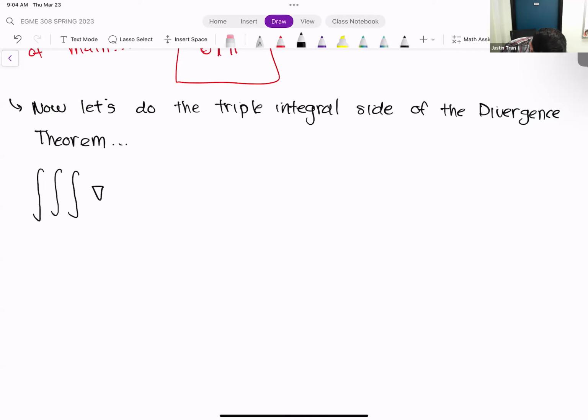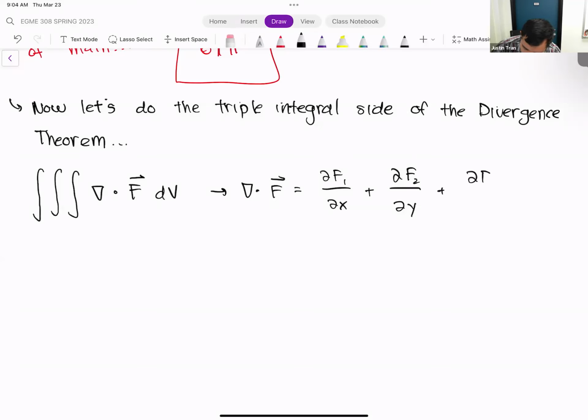Triple integral of this quantity here. Okay. And so let's go ahead and write out the divergence. If you remember from a couple of weeks ago, when we take the divergence of a vector field, it looks like this: partial F1 partial x, plus partial F2 partial y, plus partial F3 partial z. So F1, F2, F3 here, those are the components of our vector field.